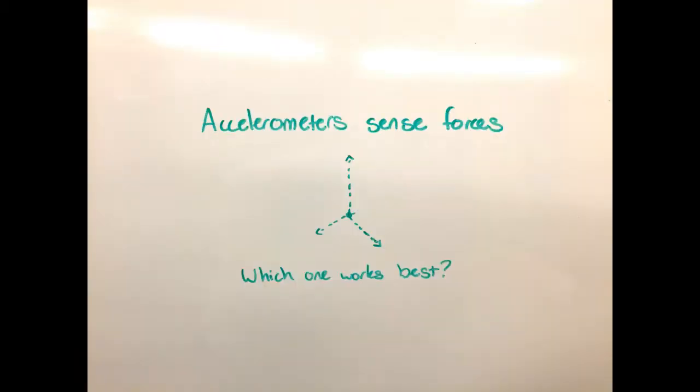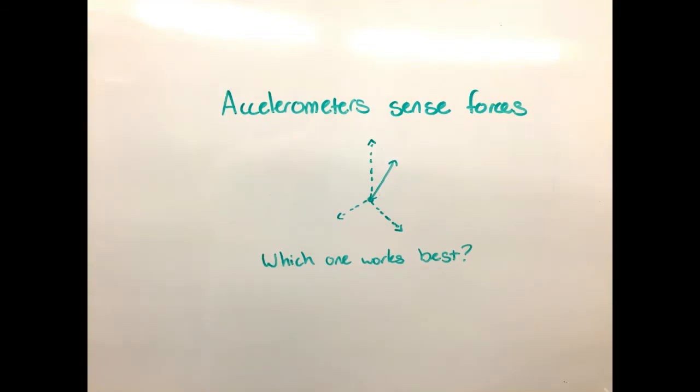Accelerometers sense forces using sensors along different axes. Sometimes they can be inefficient because they are overdetermined. For example, in this diagram, the vector shown can be thought of as a combination of any of the three axes. The axes are not orthogonal, so there are too many ways of expressing the true value of the vector.